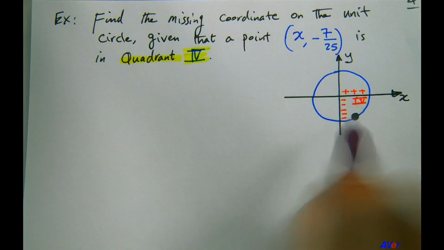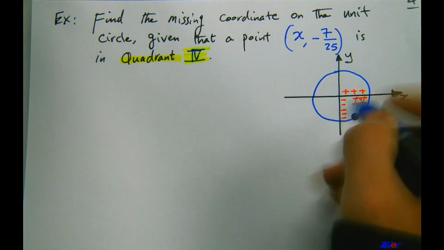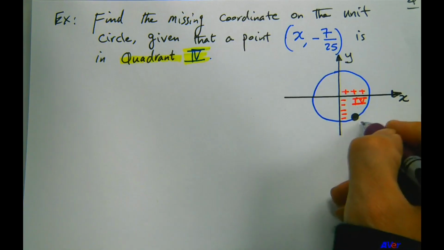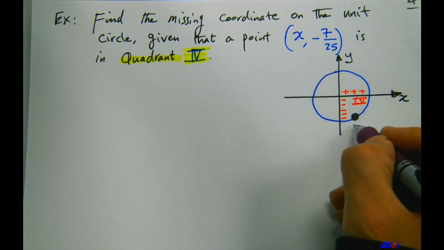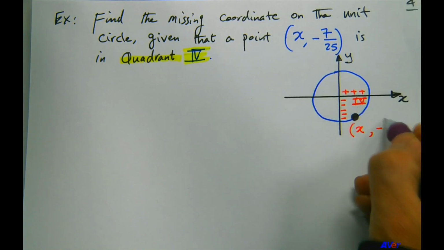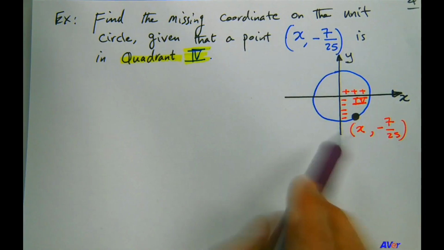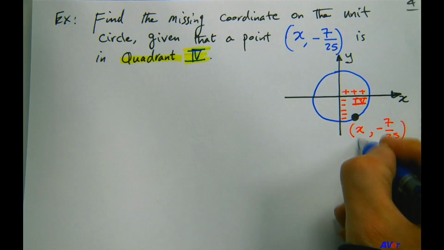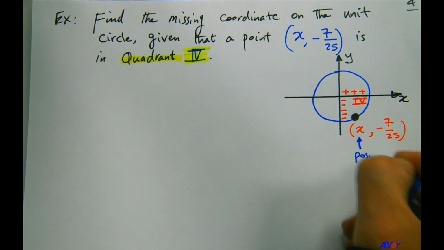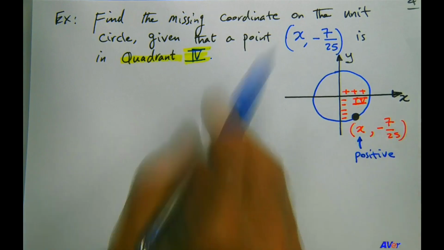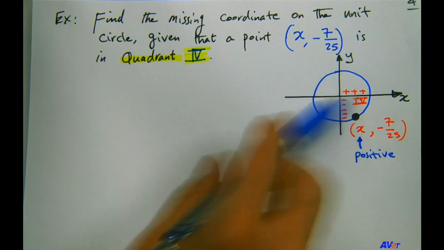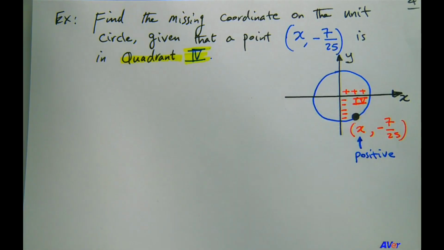So let's just keep that in mind as we solve this problem. Let me actually write it here. We've been given x, comma, negative 7 over 25, right? This is the information we have. Now we know that x must be positive. Given that this point is in the fourth quadrant, the x value for it should be positive. That's why this is so important. It tells us what the algebraic sign is.